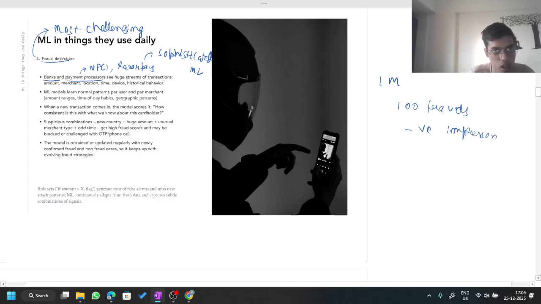These are some of the points which are taken care of while using fraud detection algorithms. ML models learn the normal patterns of user and merchant transactions, like habits, ranges, and geographic patterns, and if any anomaly or dissimilarity is found, then these models rate those things as fraud. A similar application is the spam detection model, which works in a similar fashion. And again, the model keeps retraining itself and updating with newly confirmed fraud and non-fraud cases.